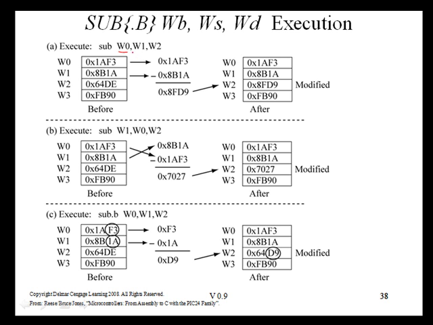Here we're going to say W0 minus W1, put the result in W2. So W0 has 1AF3. W1 has 8B1A. We can subtract those two. We get this result, which we place in W2.